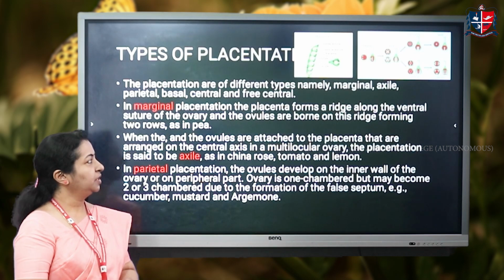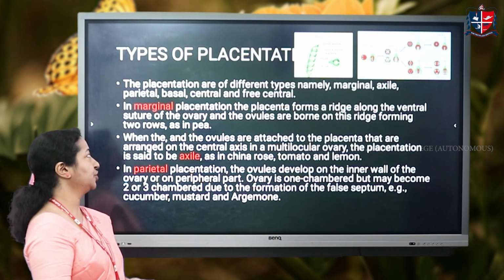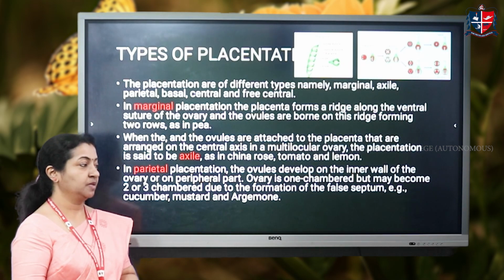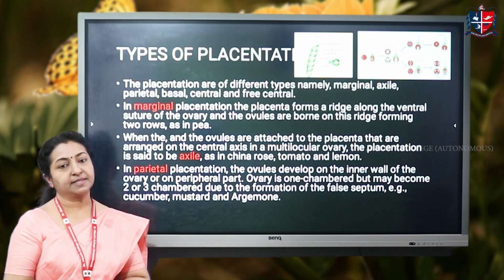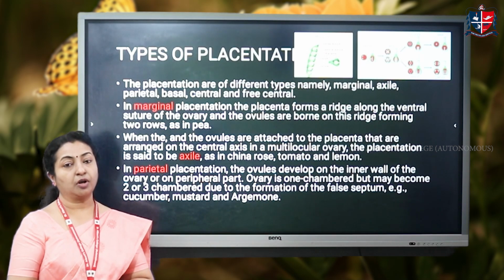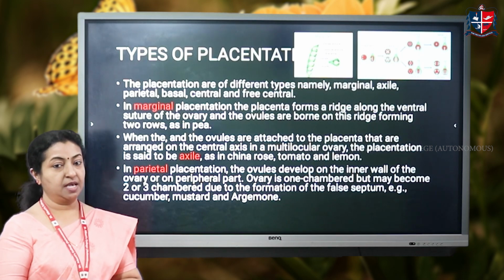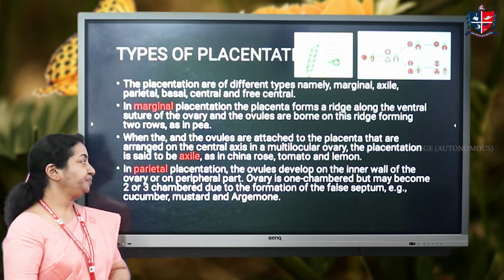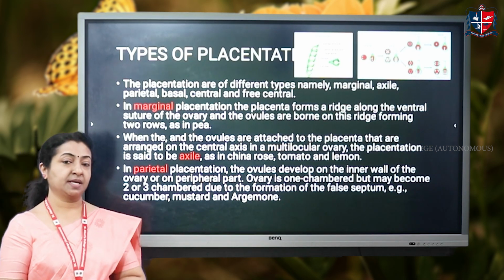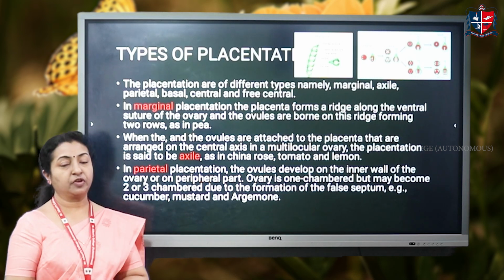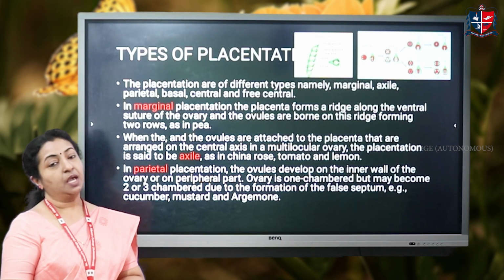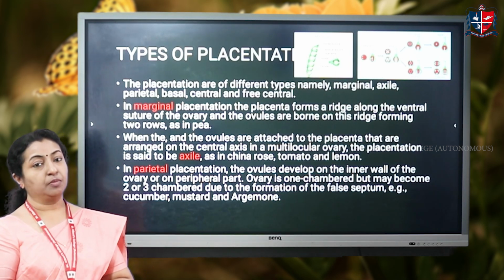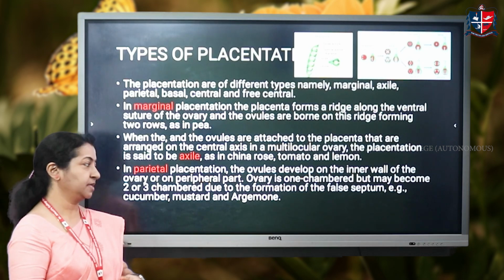Now, the first one, marginal, forming a ridge along the ventral suture, and the ovules are borne on this ridge, as in the case of pea, only on one margin. Then you have the axile placentation, where the placenta are found along the central axis, wherein you might find a number of chambers, as in the case of lemon and orange. In the case of parietal placentation, the ovules are found on the inner wall of the ovary, wherein the ovary may be unilocular but becomes multilocular due to the formation of a false septum.